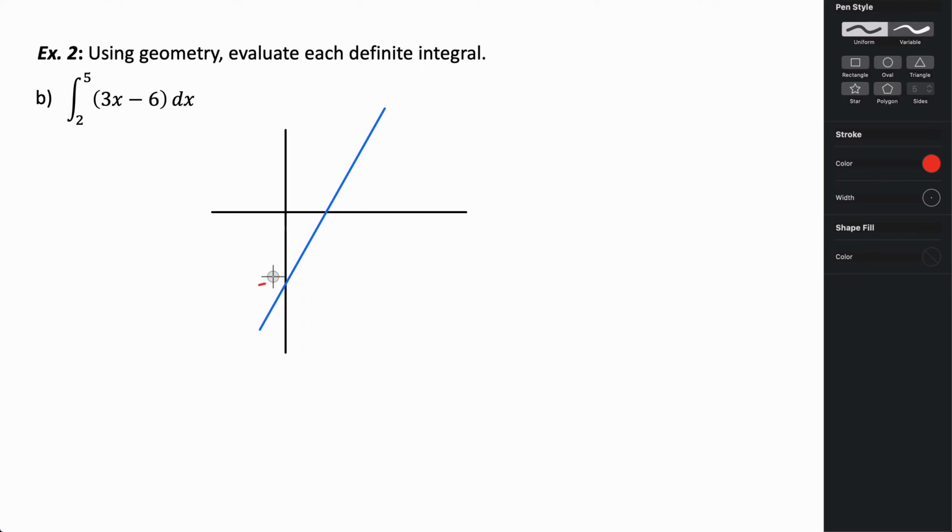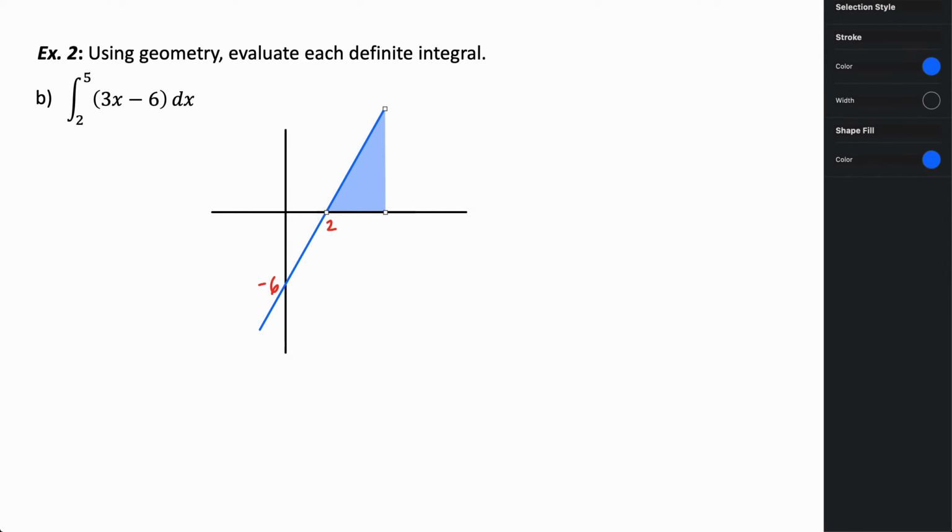So down here is -6. It's going to intersect the x-axis, where y is 0, so that's going to be at 2. And that's where we're starting, and we're going to graph it up to 5 here. So we're trying to get this area here from 2 to 5.